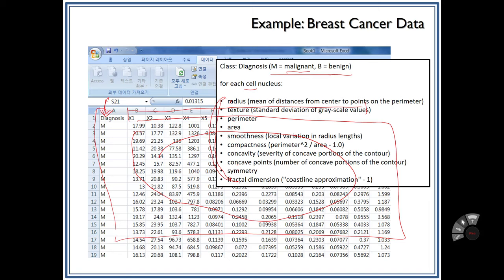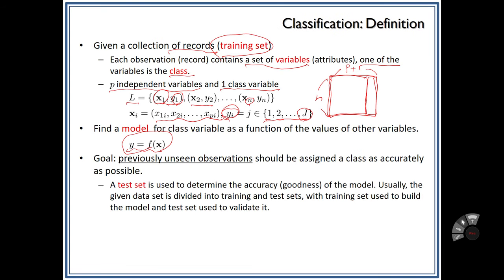So whenever we train a classification model, we use this kind of data set. And from that training set, we want to find a model for the class variable y as a function of the values of the other variables, which is x. So we want to find this one, y equals f(x), just like linear regression. And the reason that we find this kind of relationship between x and y is this: previously unseen observations should be assigned a class as accurately as possible.